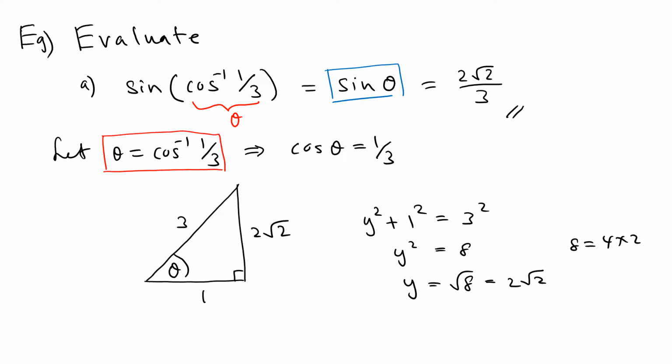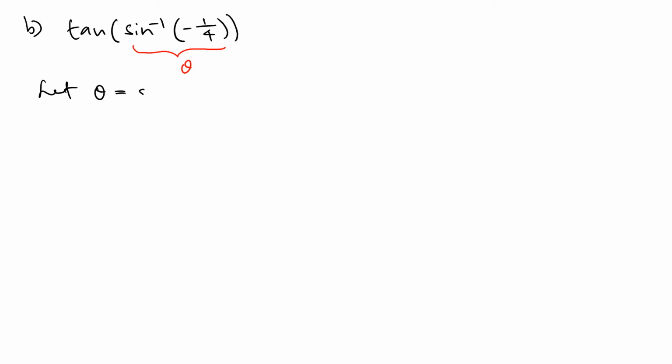So let's look at another problem. As the next problem, we're going to evaluate tan of sine inverse negative 1/4. This problem is very similar to what we did. As before, the inverse function gives an angle, so we call this theta. Let theta equal sine inverse negative 1/4. This may be slightly different from the previous one because there's a negative sign here.